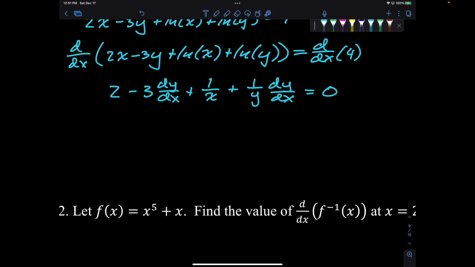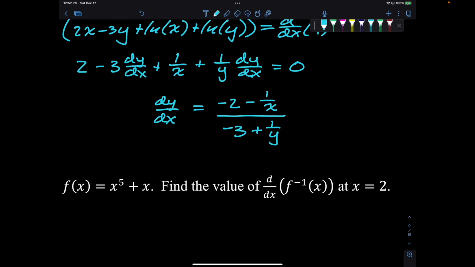So I'm going to move everything that doesn't have a dy/dx from this side to this side. That means I'm going to subtract 2, and I'm going to subtract 1 over x. So we'll have minus 2 minus 1 over x. And then I'm going to divide, so we're getting dy/dx. I'm going to divide by everything here that's a coefficient, so that's negative 3 and 1 over y. So divided by negative 3 plus 1 over y.